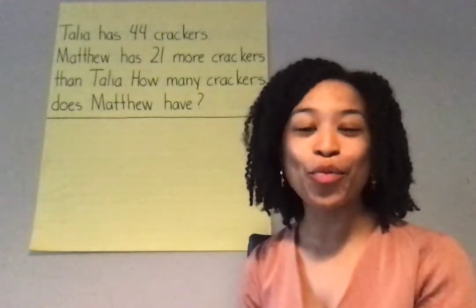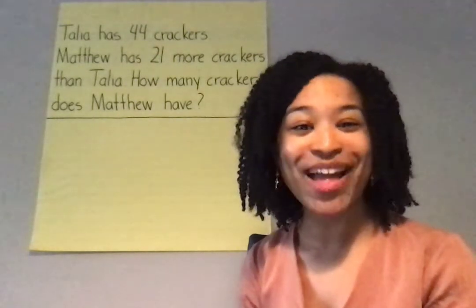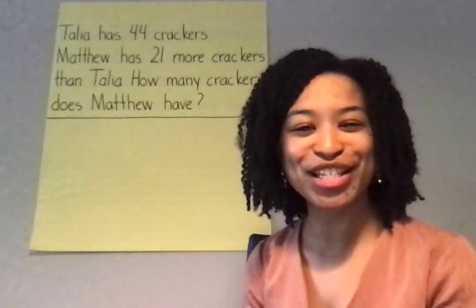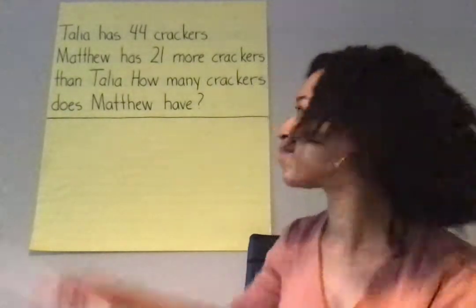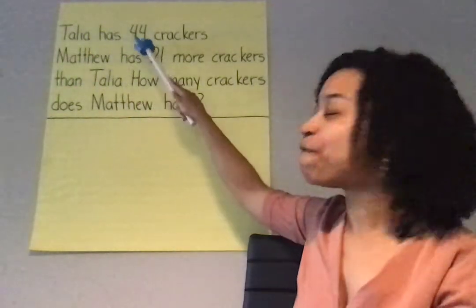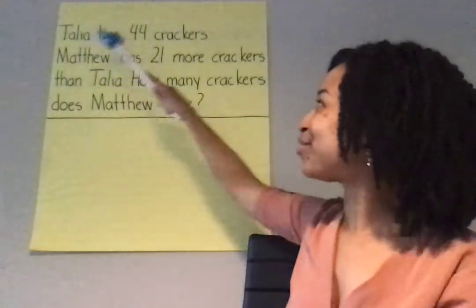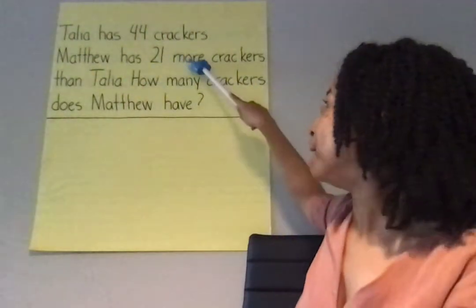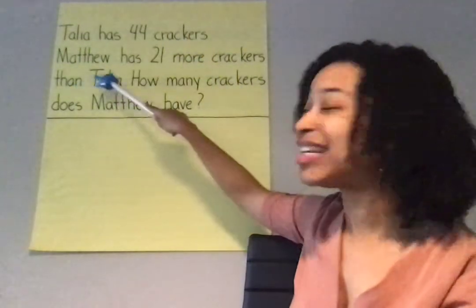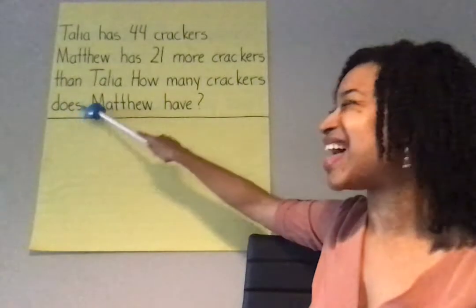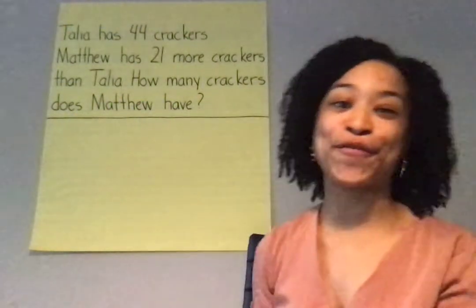As always, we're going to read the story problem, then mark it up and begin to solve. Let's jump right into reading. Follow along with me. Talia has 44 crackers. Matthew has 21 more crackers than Talia. How many crackers does Matthew have?